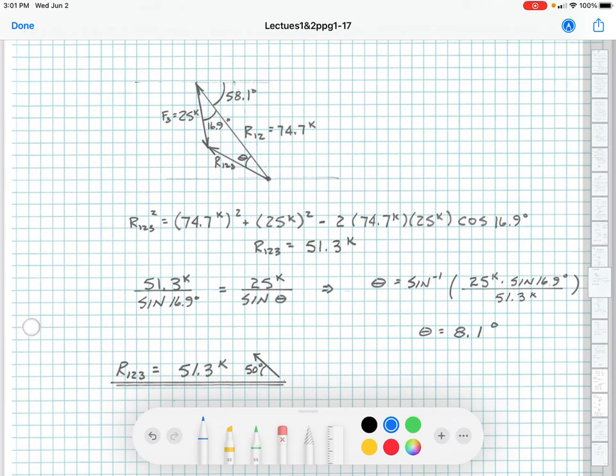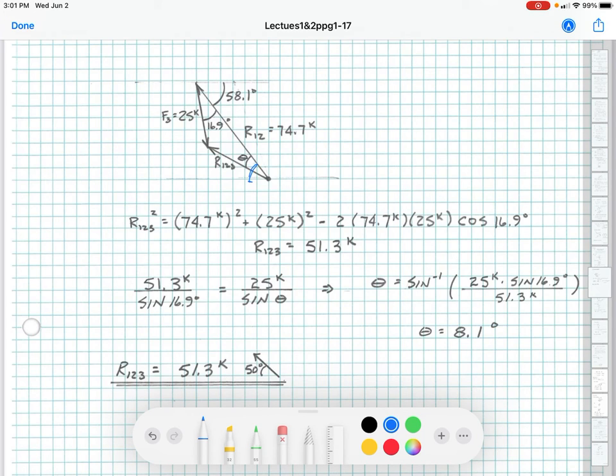And now we want to get the sense of that, so we do the law of sines. We say, well, we know that this, R123, is 51.3 here over the sine of the opposite angle, which is the sine of 16.9. And that's equal to 25 over the sine of theta, the opposite side angle. Solve for theta. Theta becomes 8.1.